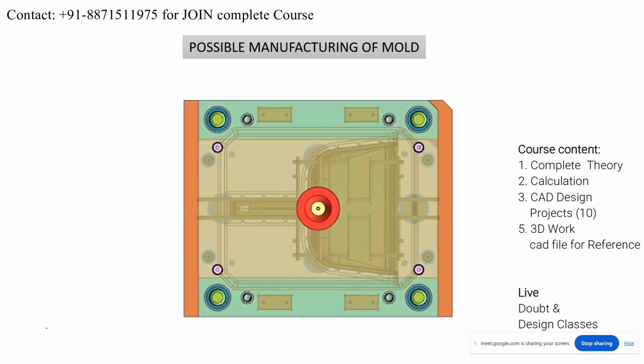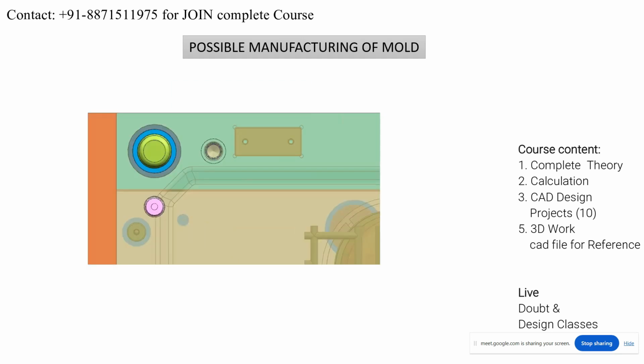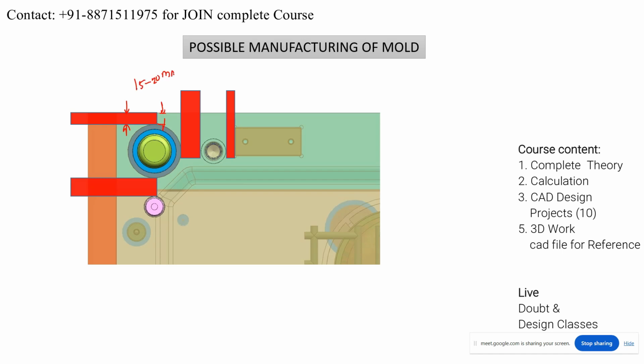Now here you can see that this is the mold I have. Okay, I am zooming some area. For example, I am zooming this area here. So here you can see that this is the red area. What is this red area? This is nothing but the possible manufacturing. So this distance should be minimum 15 to 20 mm, which is the possible manufacturing. That is the meaning of that. From one feature to another feature, always keep a distance between 15 to 20 mm, which is the possible manufacturing. Right or wrong?